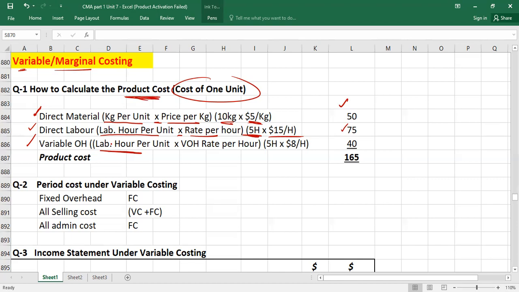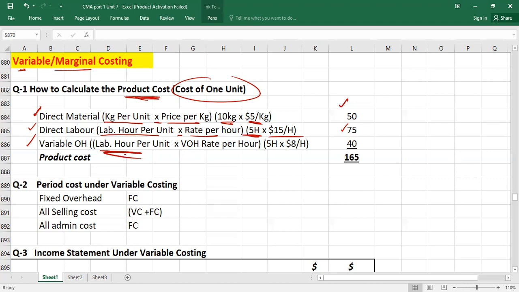What is variable overhead? First tell me. Variable overhead means, say, indirect material, indirect labor. It might include electricity, which will change with the level of production. Those variable overheads can be allocated to the product based on machine hours, labor hours, or output. I'm assuming here it is based on labor hours. Obviously, if labor works more, indirect labor cost will increase, and they will consume more indirect material also. So I'm just assuming it is connected with the labor hours.